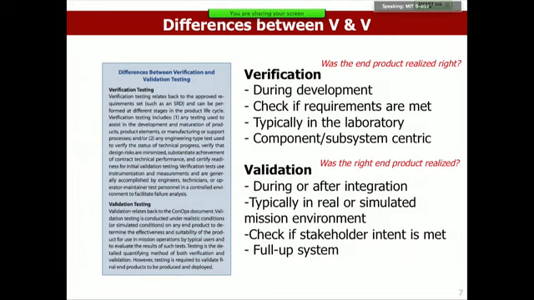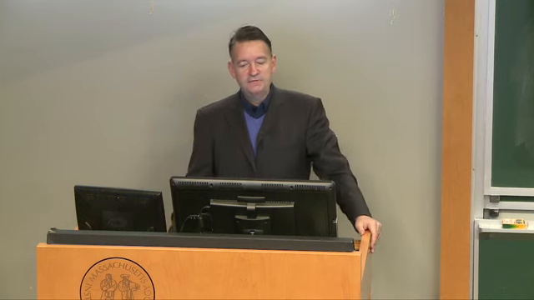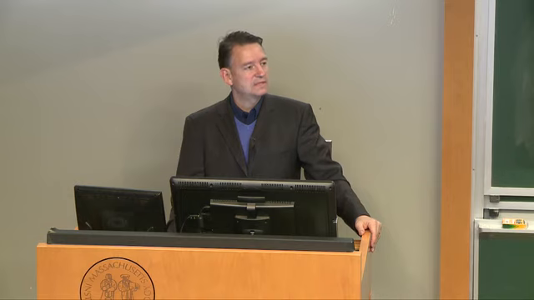So this is something I pulled out from the handbook, which is the differences between verification and validation, and I'm just summarizing this here. So one way to ask is, was the end product realized right? Meaning, did you implement it correctly? So verification is often done during development. You verify components, subsystems, you check if the requirements are met. Typically, verification is done in a laboratory environment or on a test stand, or some environment that allows you to very carefully control the test conditions. And verification tends to be component and subsystem centric.